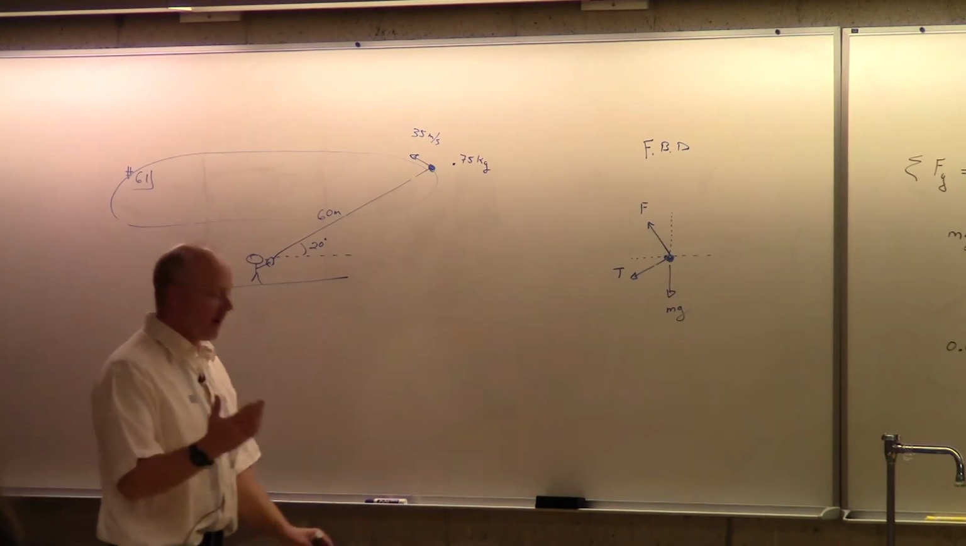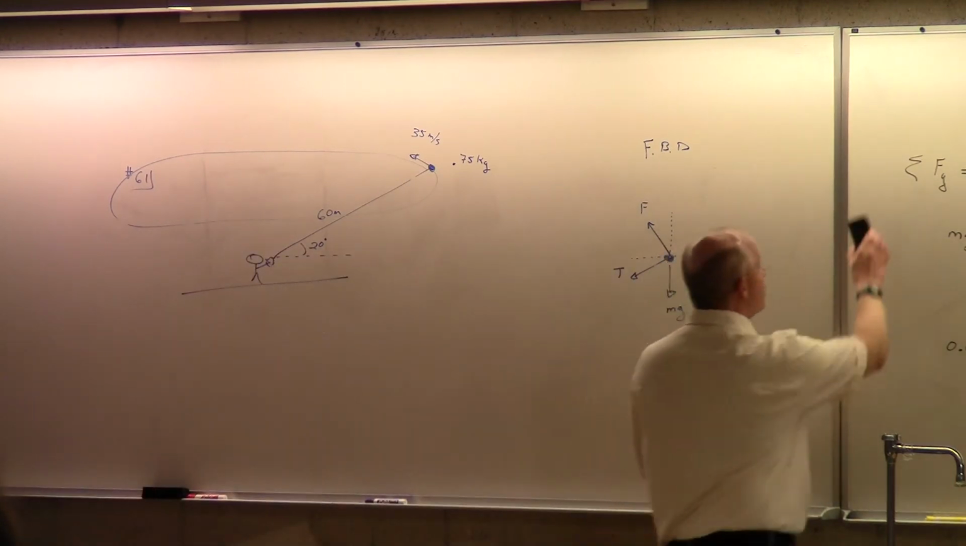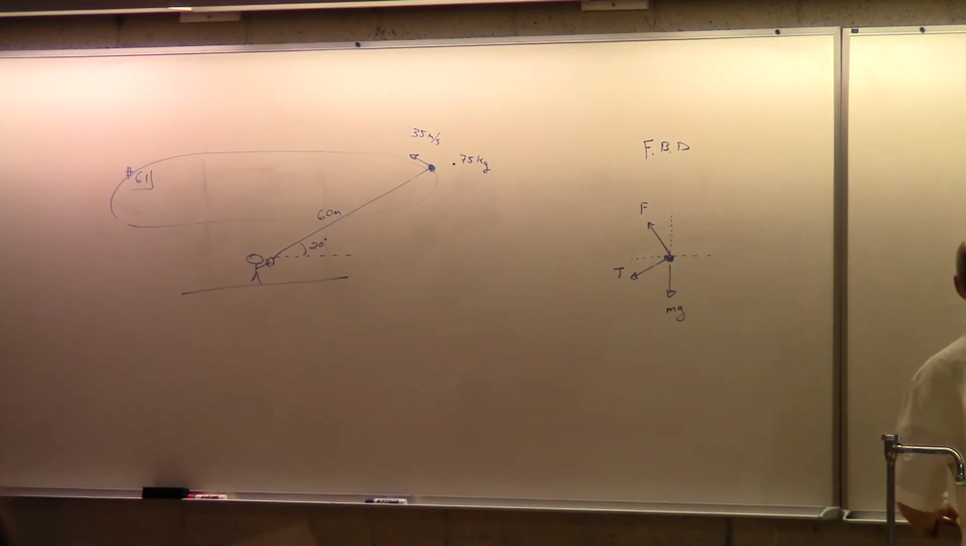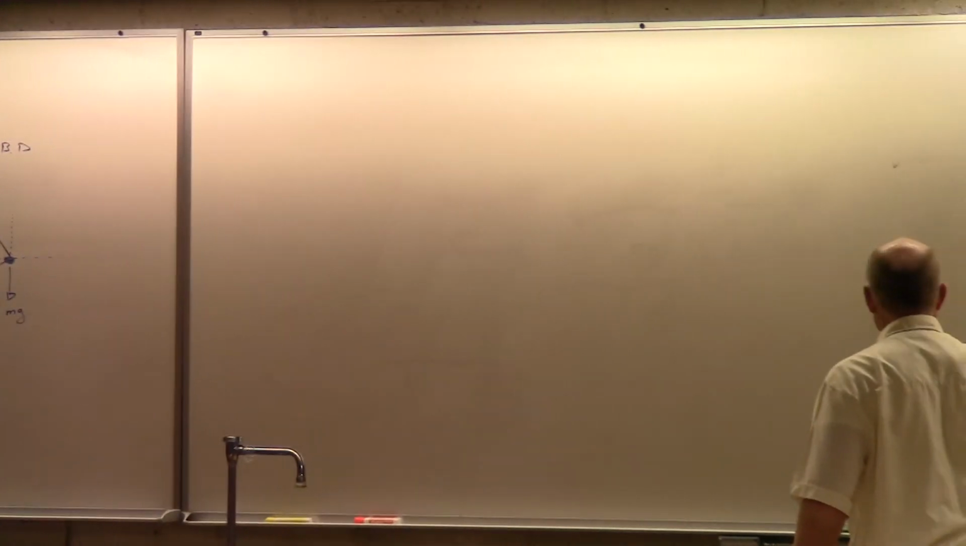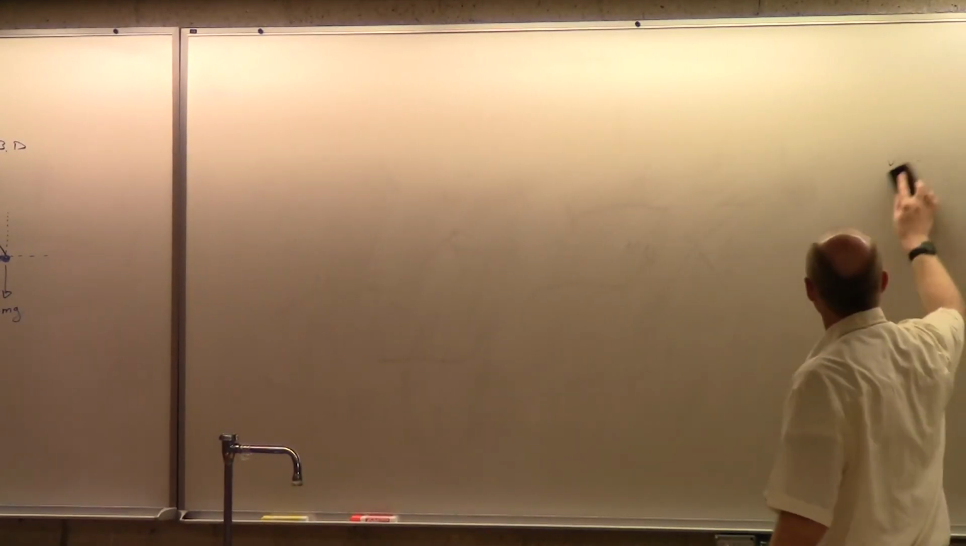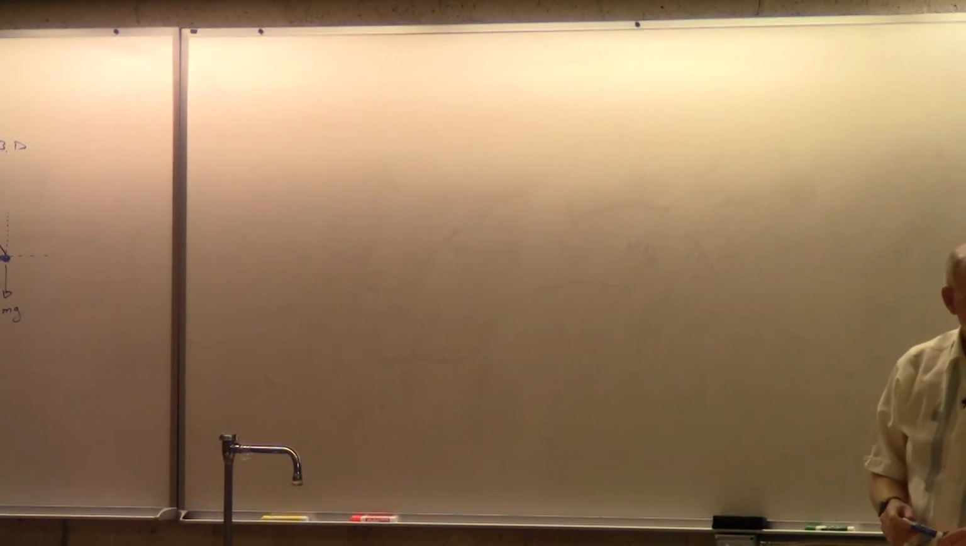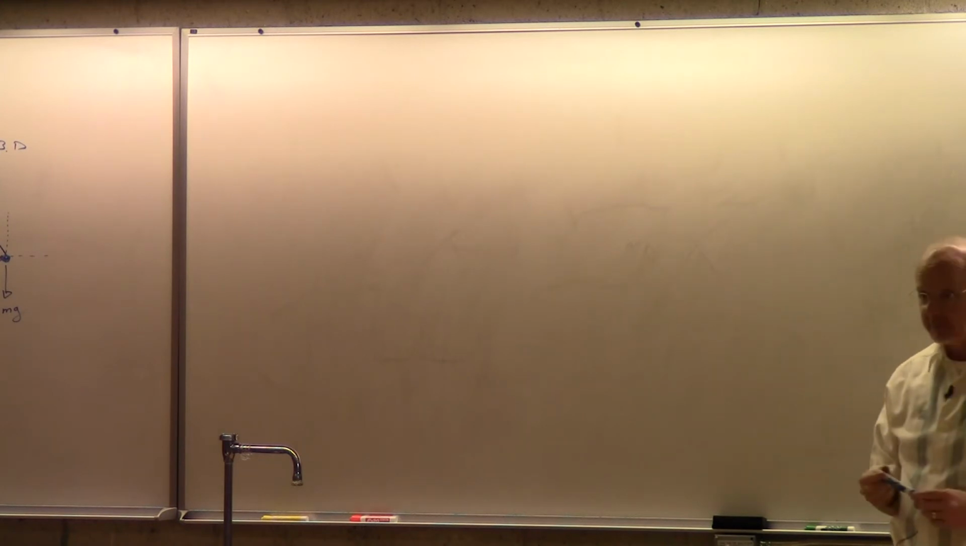So step 3, write out the equations. Now writing out the equations also means, what's your coordinate system? So what coordinate system do you want? X is on T and Y is on F.